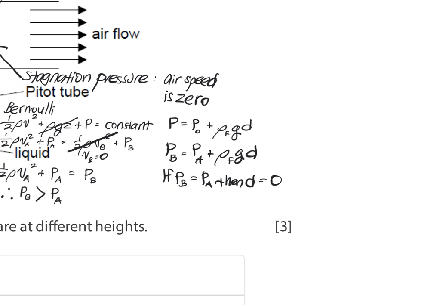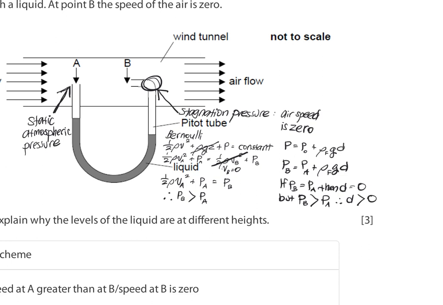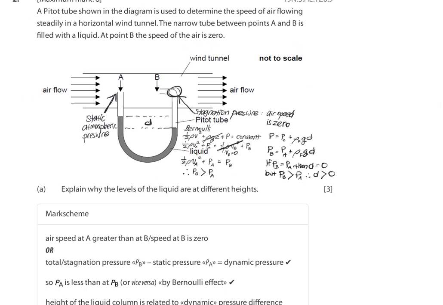But we established that the pressure at B is greater than the pressure at A. So D, that difference, is greater than 0. Whatever it is, I don't know, but it's greater than 0. So there's going to be a difference. That's what I'm talking about right here, that difference in the liquid column height. That's why, A says, why is there a difference? The levels of the liquid are at different heights. So that D is the difference in the height, and it's because the pressure is different in each tube.